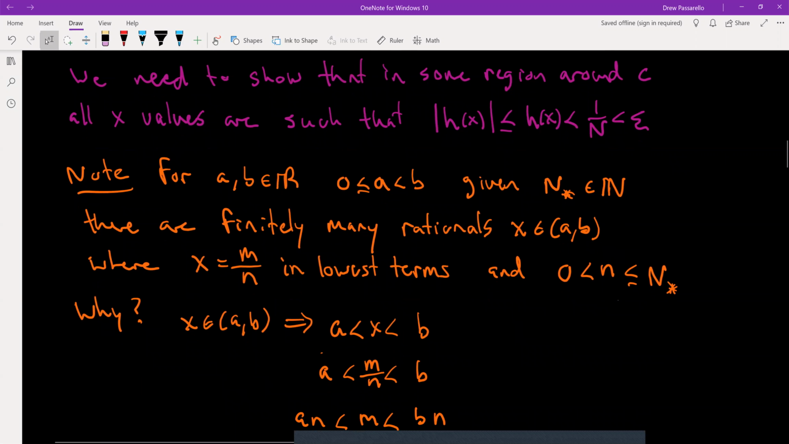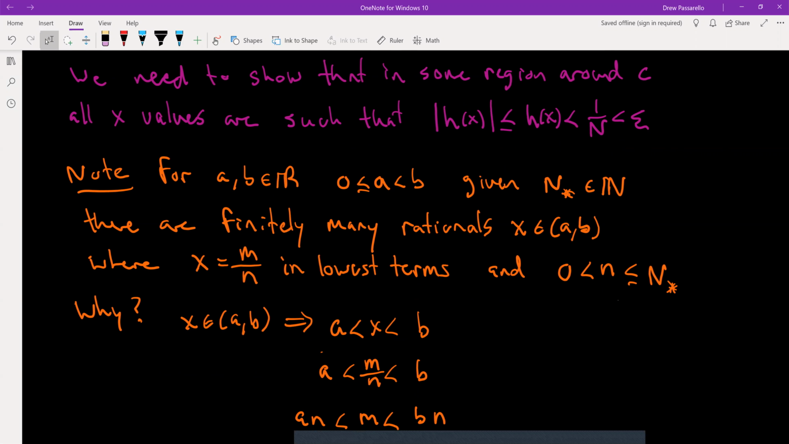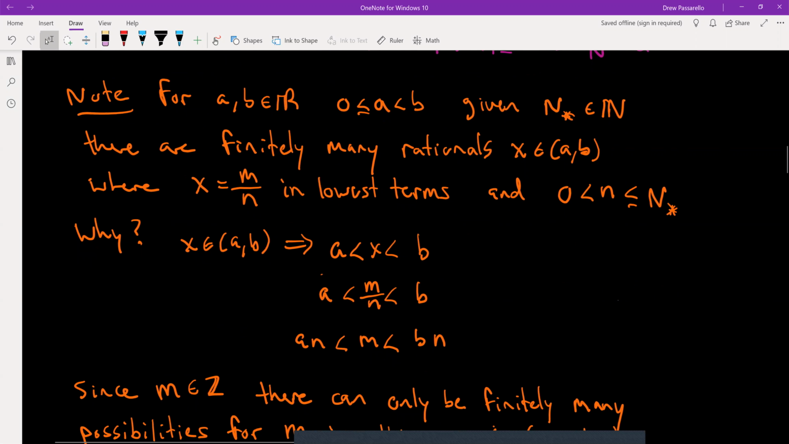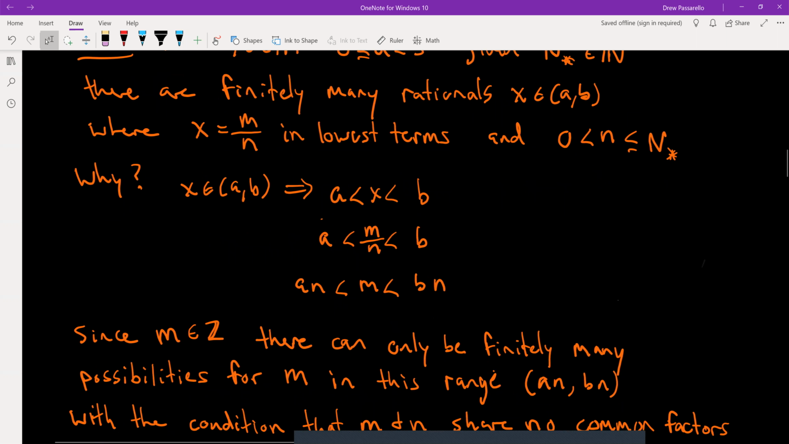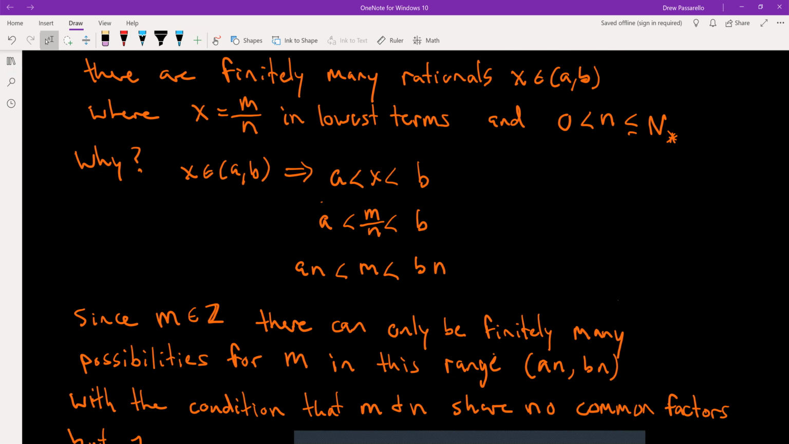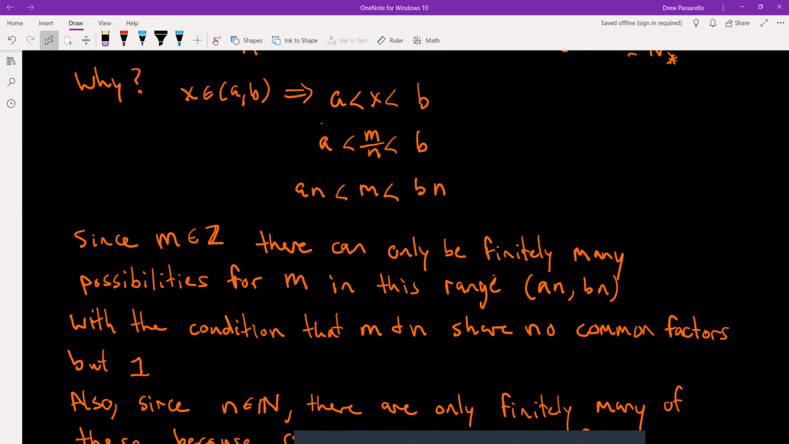And why that is: let x be in (a, b). So that means a < x < b. Then we have a < m/n < b, and multiplying by n, we get an < m < bn. So m is an integer, and it's bounded in this range between a times n and b times n. So there can only be finitely many possibilities for m in the range (an, bn), with the condition that m and n share no common factors but 1.